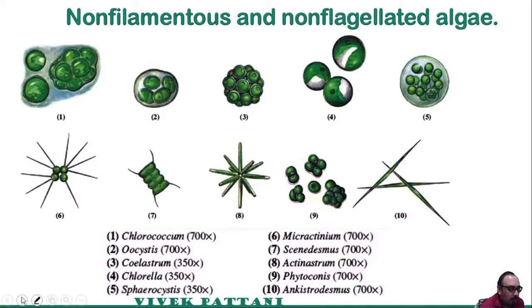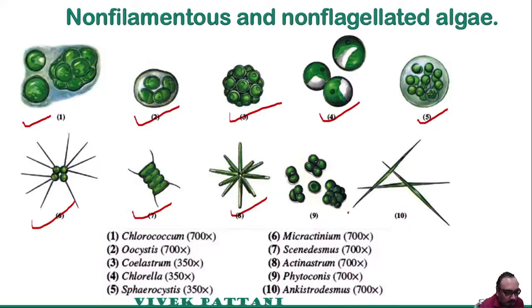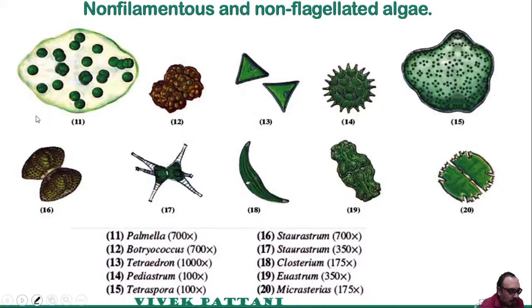Now comes the non-filamentous forms. The first one includes Chlorococcum. Second one Oocystis. Third one is Chlorellidium. The fourth one is Chlorella. Fifth one is Pleurococcus. Sixth one is Microactinium. Seventh one is Scenedesmus. Eighth one is Phytoconis. 10th one is Ankistrodesmus. Next comes the 11th one, the Palmella.